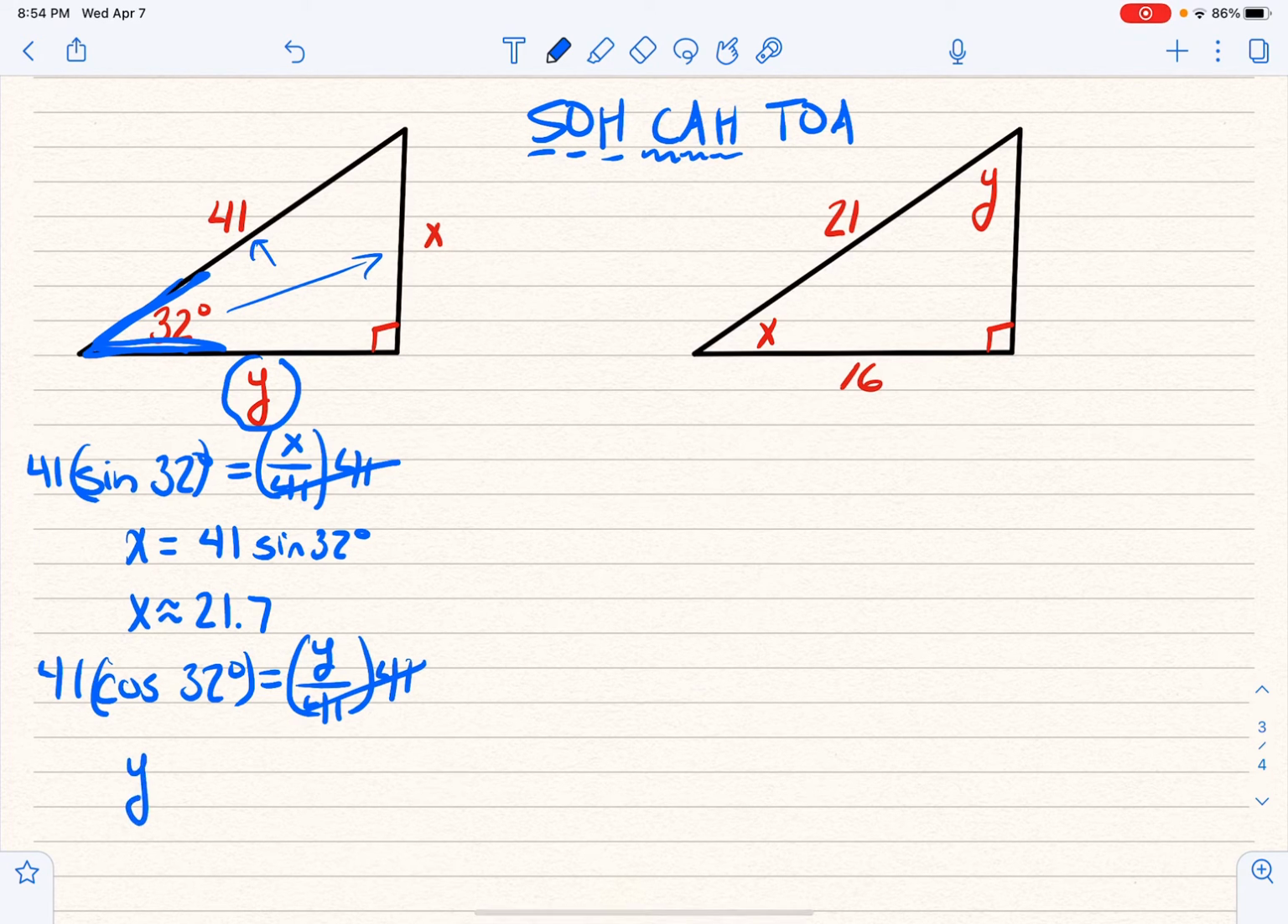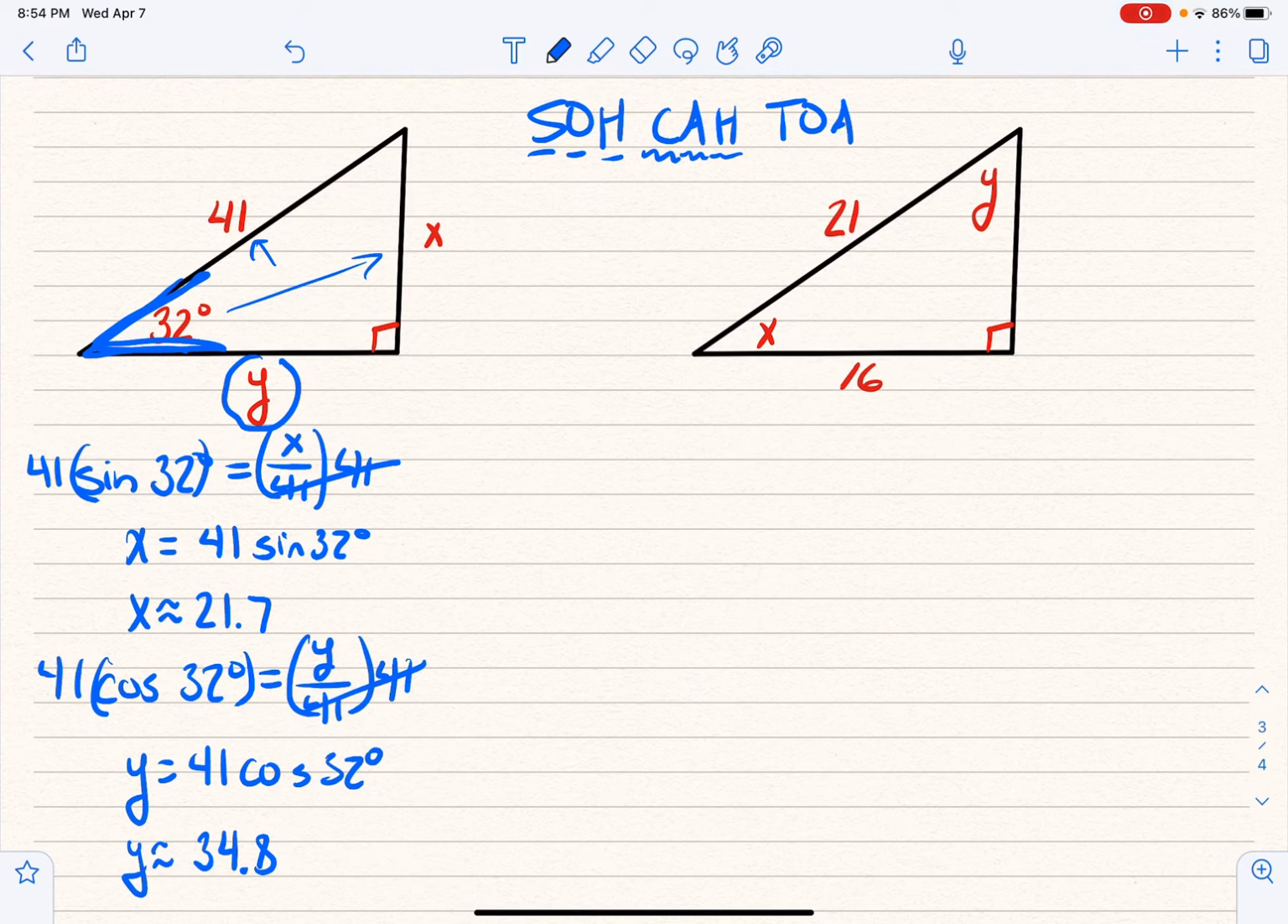And I get y is equal to 41 times the cosine of 32 degrees. Then again, grab my calculator, 41 times the cosine of 32 degrees, and that's about 34.8. Again, I'm going to round to the nearest tenth, 34.8. And so this is really simple stuff.